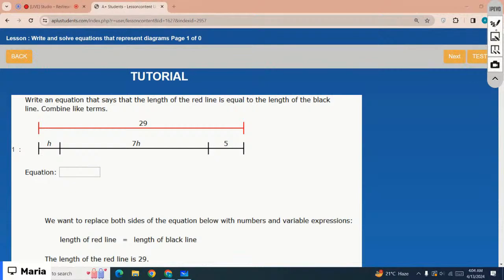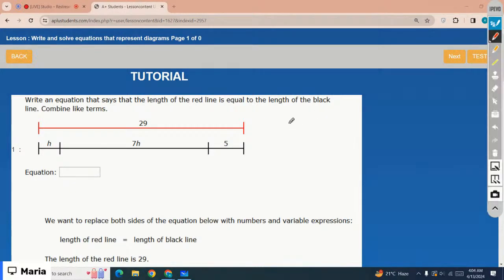You can write it as h plus 7h plus 5 equals 29, right? So h and 7h you can add, that would be 8h plus 5 equals 29. So here is the equation, that is 8h plus 5 equals 29. Got it? You just have to write down the equation. So you simply write down the equation like this. That is 8h plus 5 equals 29 is the correct option.